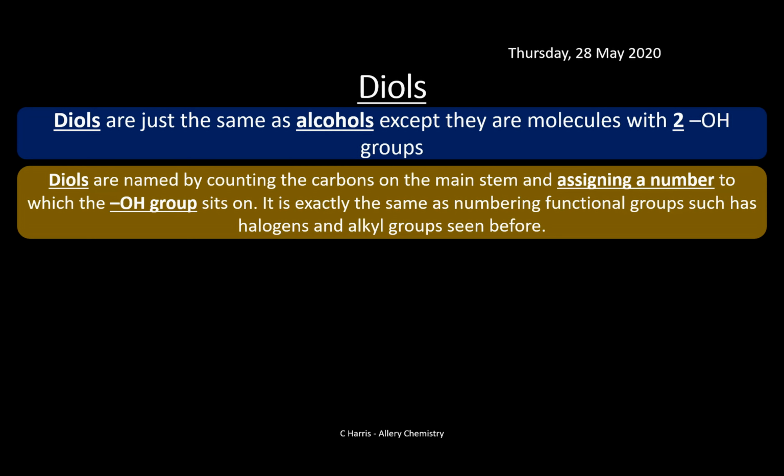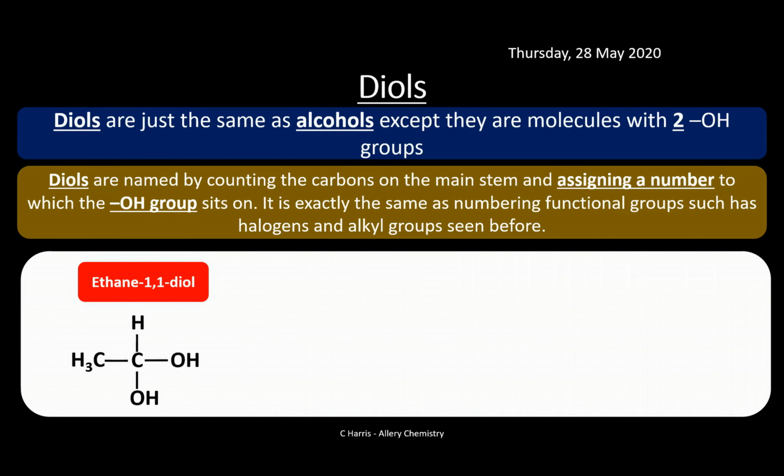Let's have a look at an example. This one is ethane-1,1-diol. You can see we've got 2 carbons here, and the 2 OH groups, because remember it's a diol, so we always have 2 OH groups, are bonded to the same carbon. So that's going to be ethane-1,1-diol.